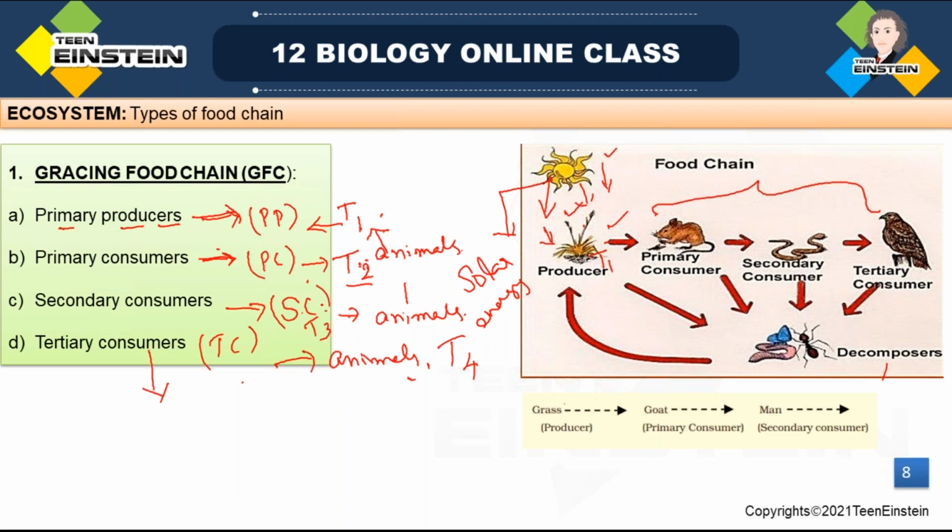Then secondary consumers are also animals, but these are eating the primary consumers. Plants come in trophic level 1, primary consumers come in the second trophic level. The secondary consumers are eating these primary consumers, right? So secondary consumers come in the third trophic level. Then the energy flows from secondary consumers into tertiary consumers because they are eating the secondary consumers, so they come in the fourth trophic level.